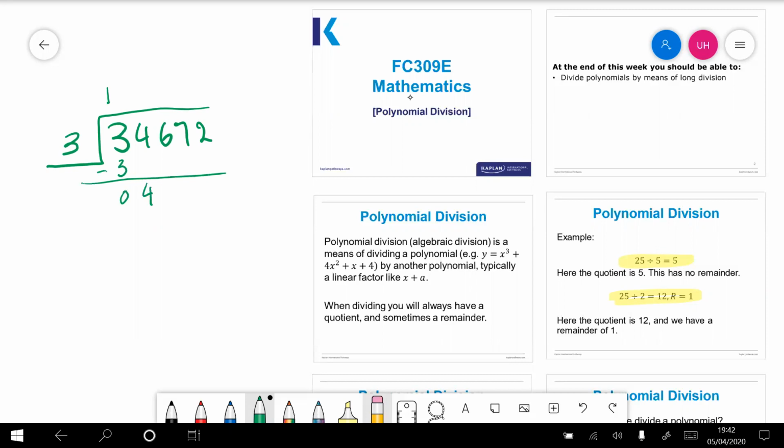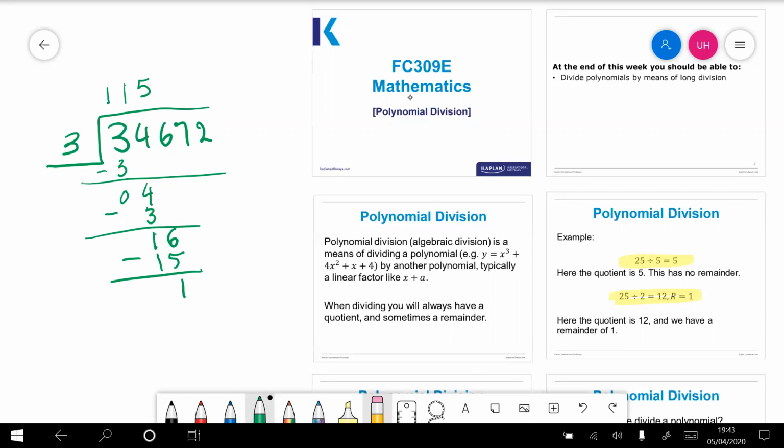Now we use the 4. 4 divided by 3 is 1. 1 times the 3 is 3. So we subtract, remainder 1. Then we put the 6 down now. So now we have 16. 16 divided by 3 is 5. 5 times the 3 is 15. We subtract and the remainder is 1.